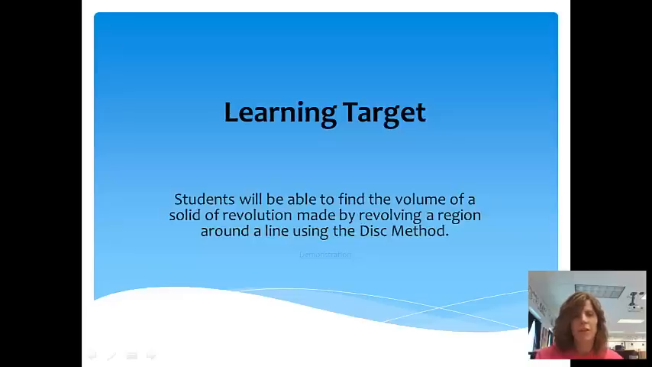Now that you've dealt with two-dimensional figures, we're going to go 3D. Instead of finding the areas of figures, we're actually going to be finding the volumes of figures, but we'll use a two-dimensional shape and turn it into a three-dimensional shape.